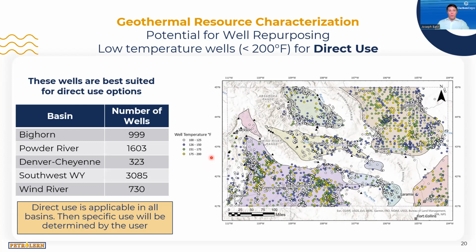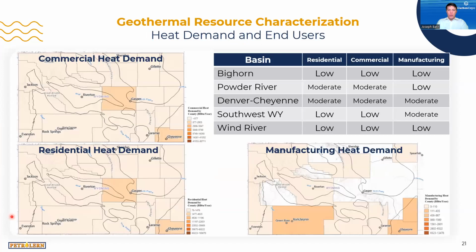I think the important part to highlight here is that every single basin has a high number of wells that are in this temperature range, meaning something that could be used for direct heating. Now, it's important to point out that when you're utilizing the direct heat, you have the supply of the heat, but now you need the demand, which means you need an end user close, nearby. And that is another step that we need to look at. And that's what we do here.